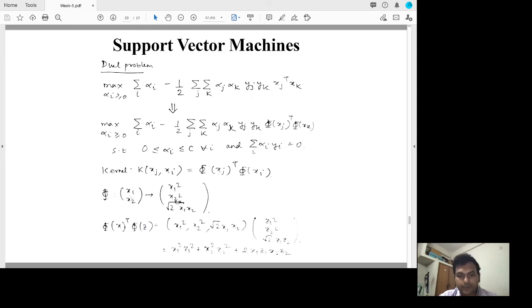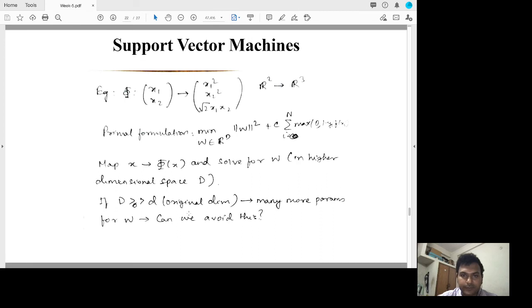And now you do the same thing, which is x1 x2, which is x1 square, x2 square, root 2 of x1 x2, which is what I started with. Right. And let me try to find, why is this happening?